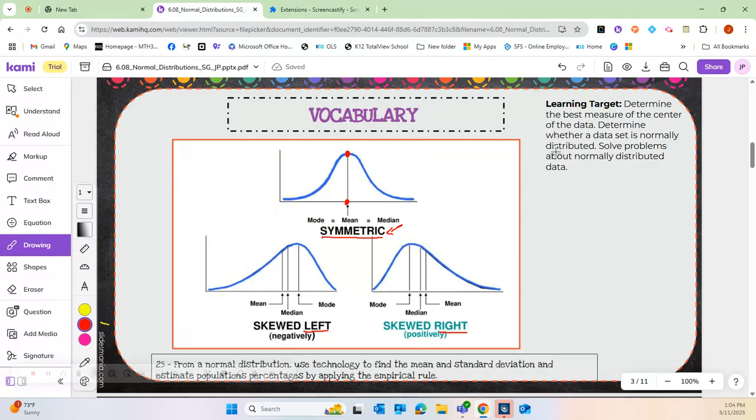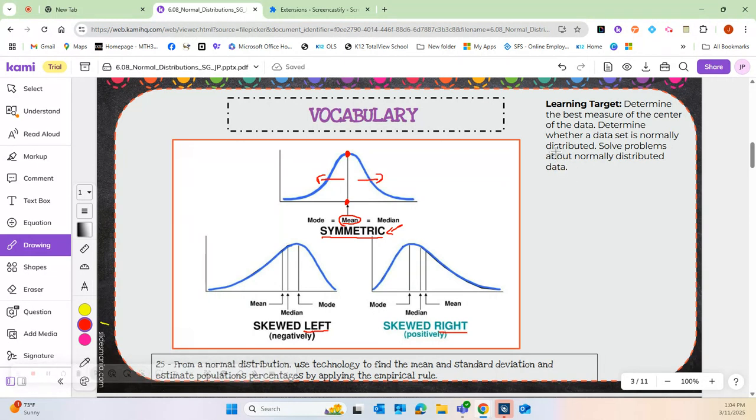Your mean and your mode and your median are all measures of central tendency, but we're not going to even be getting information about the mode and the median. We're mostly going to stick with mean. The left-hand side of your graph is going to look exactly like the right-hand side of your graph.